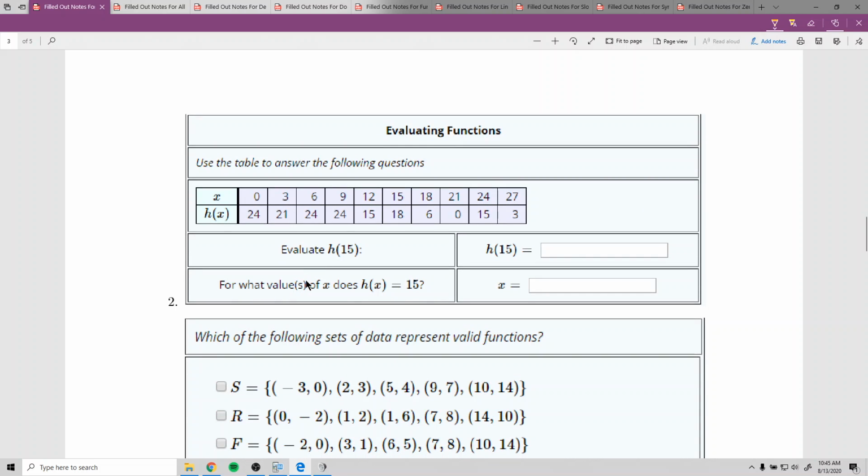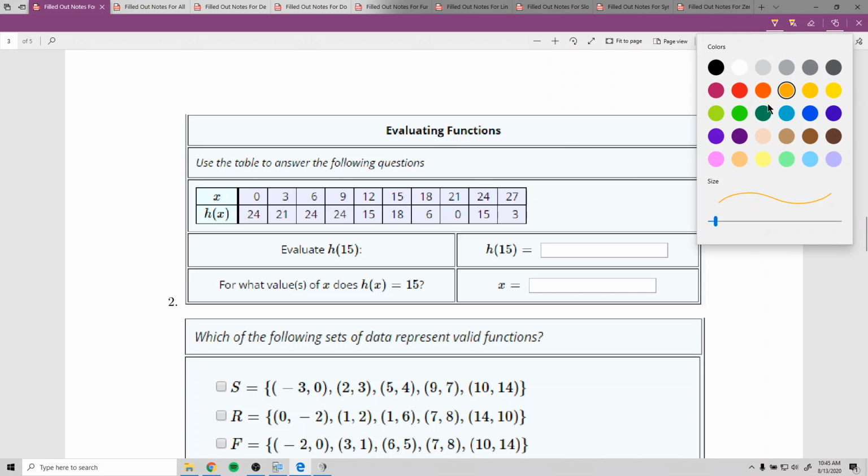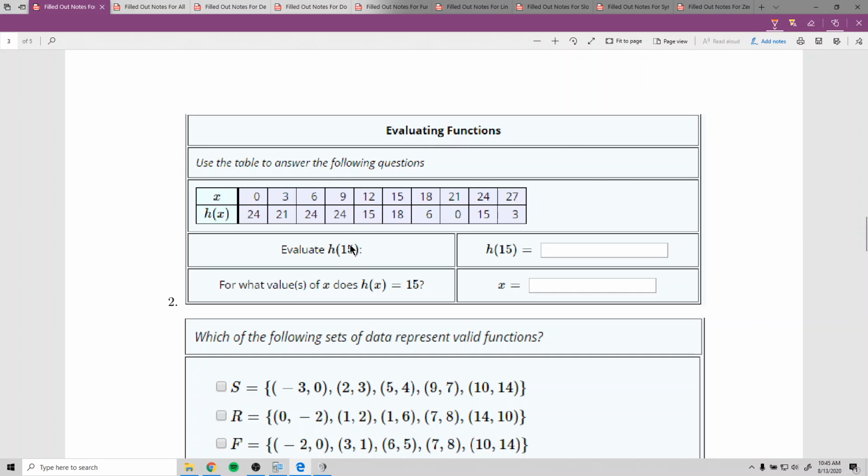Right, so one thing we can do before we look at the sets is evaluating functions. Use the table to answer the following questions. Evaluate h of 15. So what does this mean? Well, what goes inside the parentheses is x. And it's asking when x is 15, what is y? Or h of x in this case. When we look at our chart, we see x is 15 is here, and the y value is 18. So h of 15 equals 18.